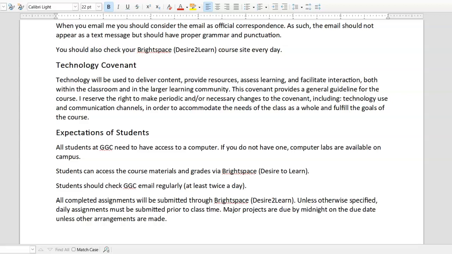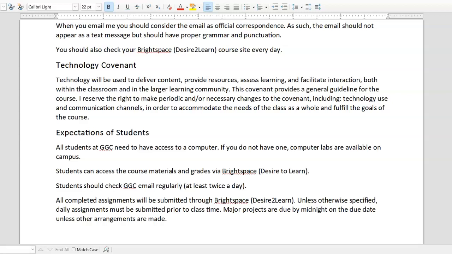Brightspace is our learning function. That is the system that we use. Previously, it's been called Desire to Learn. I, unfortunately, being old school, will probably use the two interchangeably. So if you hear me say D2L or Desire to Learn, that actually means Brightspace.